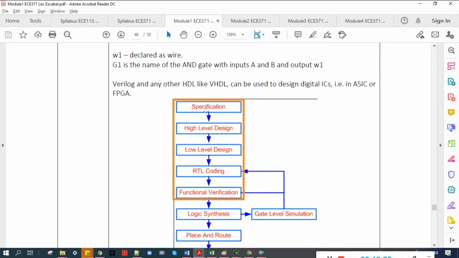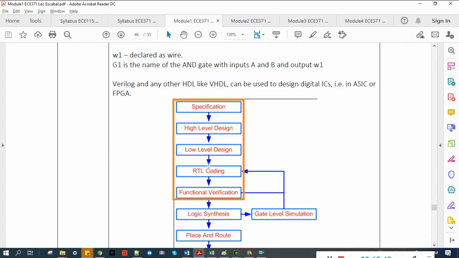But we will make our specification, then the high-level design, low-level design. These are all parts of RTL coding, or can be considered as part of it.